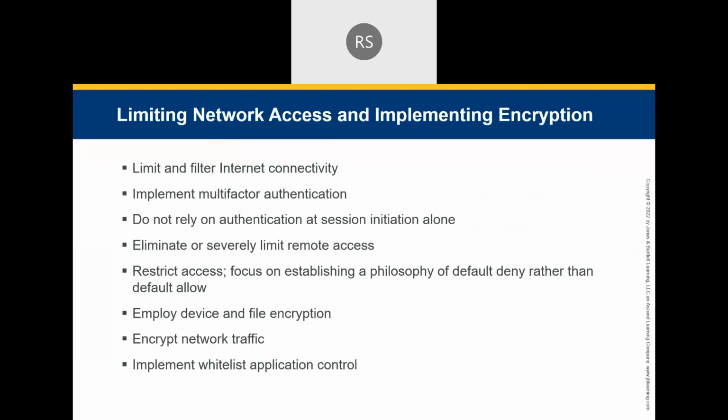Another way you can limit network access and implement encryption is to secure your data in transit by encrypting network traffic using strong encryption protocols, such as SSL/TLS for your web traffic or IPsec for VPN connections. You also want to implement whitelist application controls, which allows only authorized applications to run on the network. This whitelisting means that only those pre-approved applications are allowed to execute while it blocks everything else.